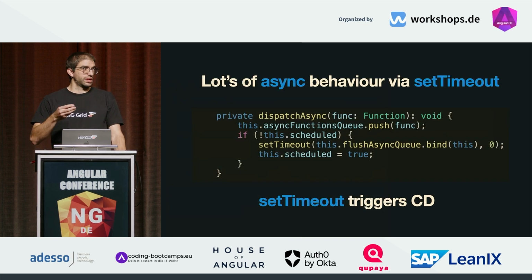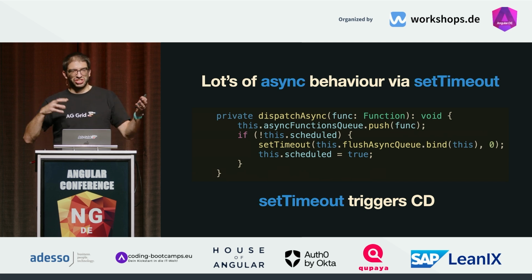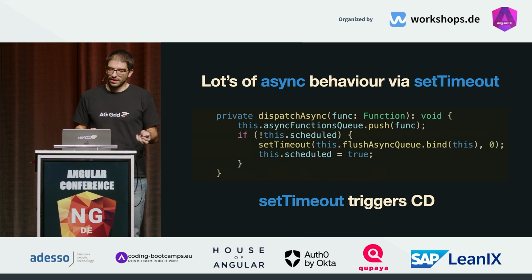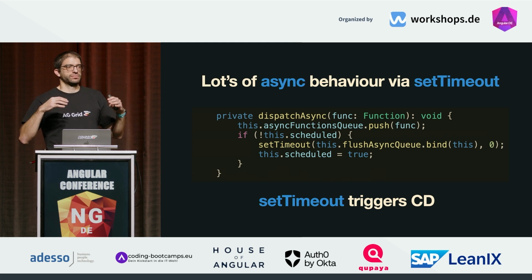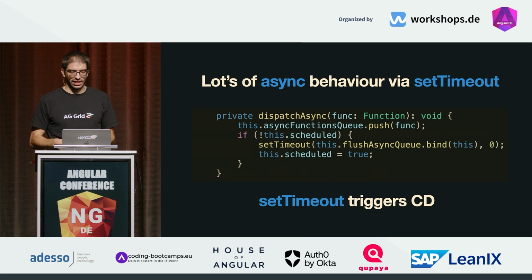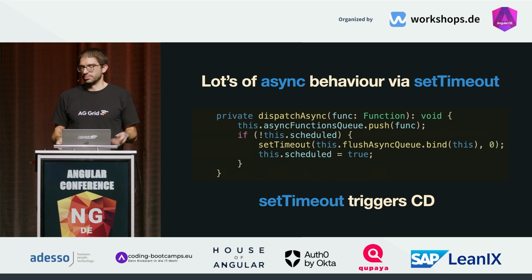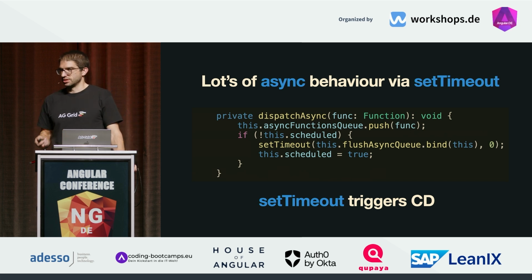Internally inside of AG Grid, there's a lot of asynchronous behavior. We can't just update everything and run everything synchronously, because you'll get a really jerky, lagging performance. So we want to break up some of these tasks, and we do that with a lot of asynchronicity. With this code snippet, I've given a rough pseudocode of what's happening. We'll have these asynchronous functions. If it hasn't been scheduled, then we'll set a timeout and flush them and then do a bit of work. But because Zone.js patches setTimeout, this triggers a change detection every time.